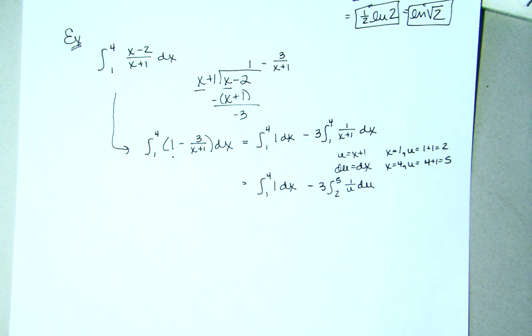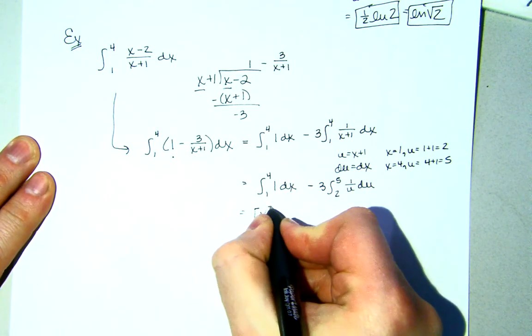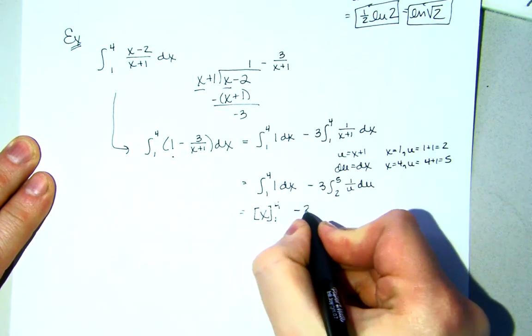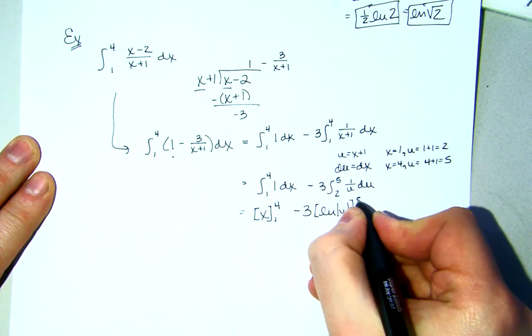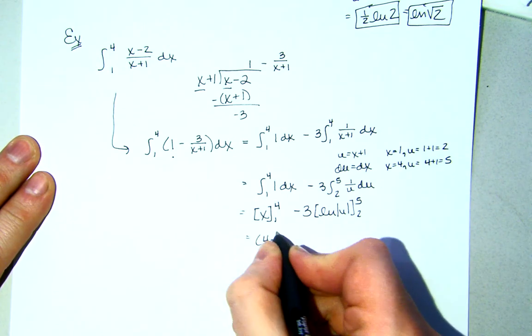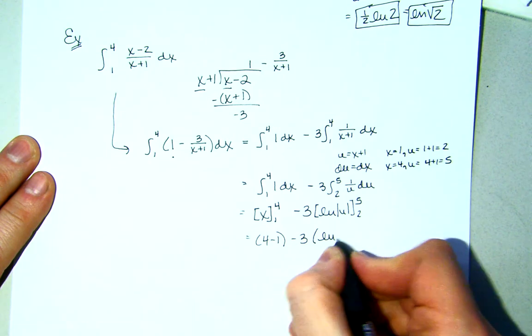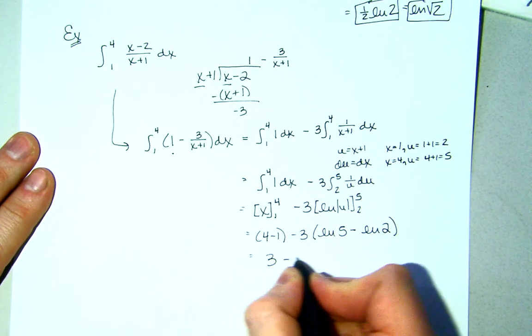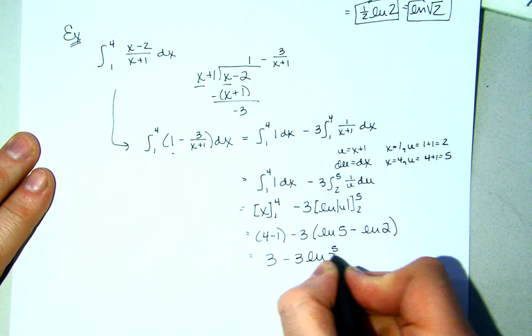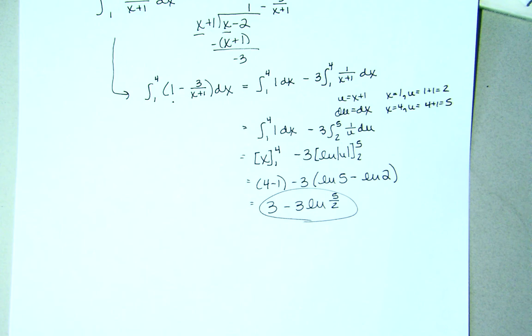Okay, so I'm getting x evaluated from 1 up to 4 minus 3 times the natural log of the absolute value of u evaluated from 2 up to 5. That's 4 minus 1 minus 3 times ln of 5 minus ln of 2. Or we could say 3 minus 3 ln 5/2. Or make the 3 a power, or whatever. I'm just going to stop, though, with that one. So it could be 3 minus ln to the 1.5 over 8. Yes.